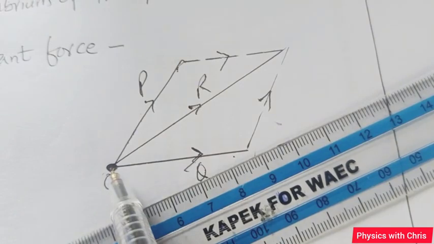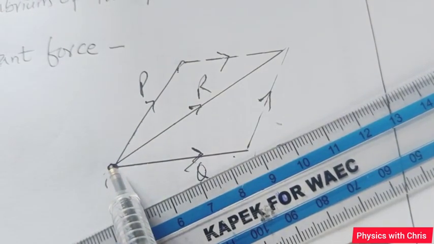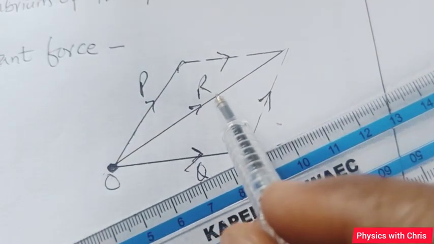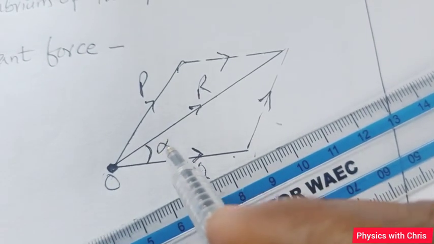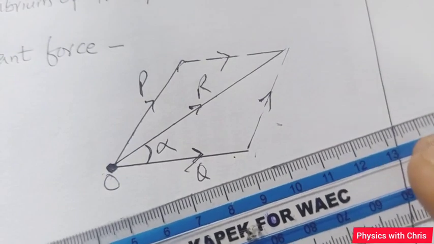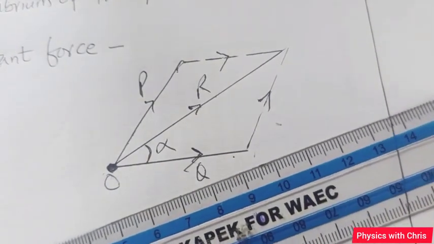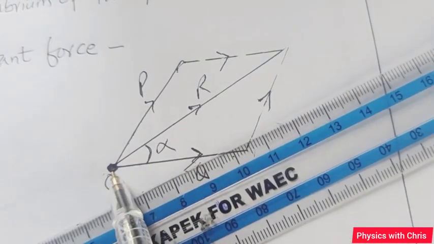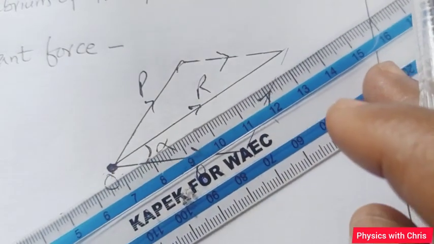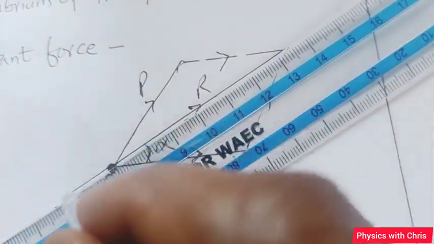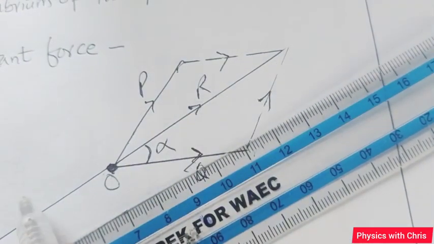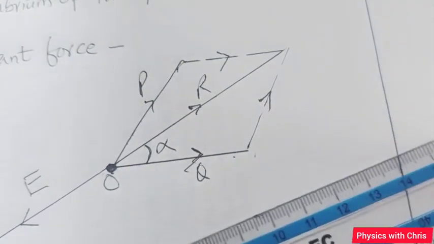Now, it means that if this body here was to move, it will move along this line. The direction is the direction of the resultant vector, the angle it makes with the x-axis. Let's say that Q is acting along the x-axis. So if I must bring this system under equilibrium, I need to introduce the equilibrium force. The equilibrium force has the same magnitude as the resultant force, but must act in the opposite direction.